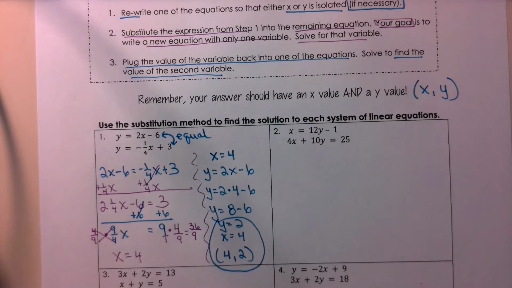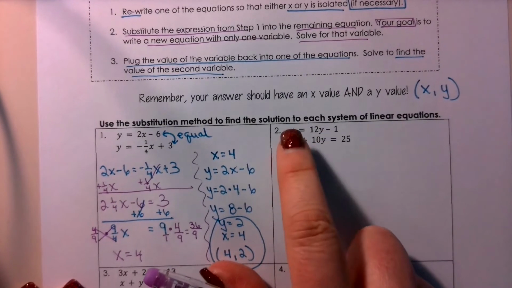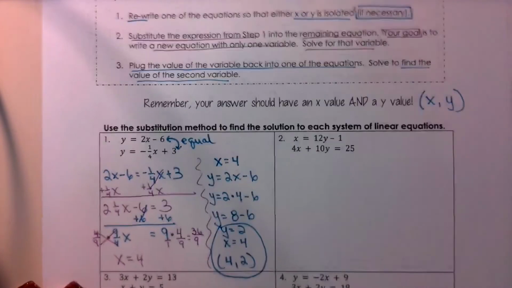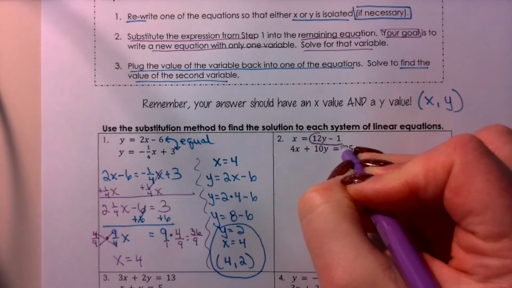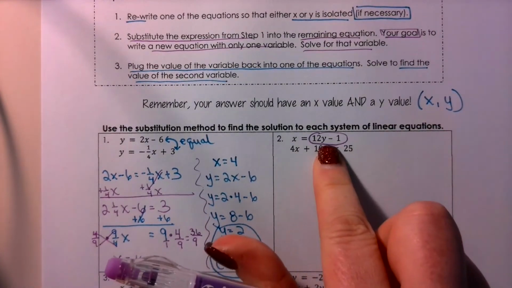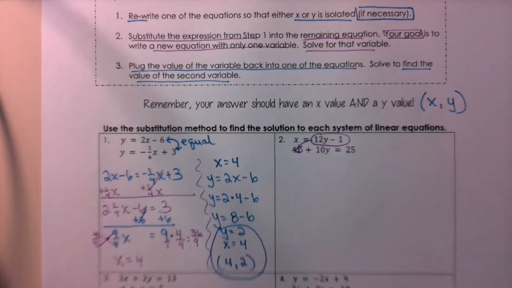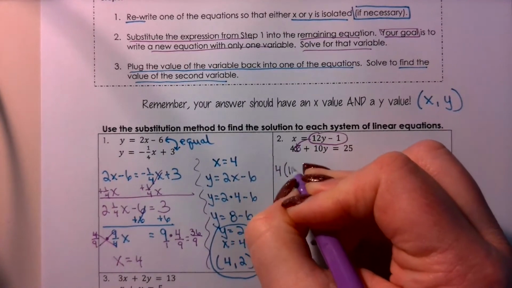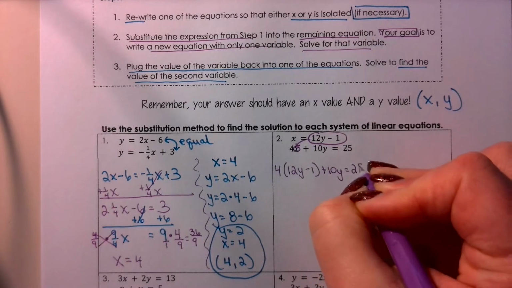Number 2, again, I'm looking to see if I have to rewrite one of the equations, and in this case, I do not. X equals 12y minus 1. So the x is isolated. Sadly, this isn't a y equals equation, or I could follow this process, set those two expressions equal. Instead, I need to substitute this expression, x equals 12y minus 1, right there into the x. So that is 4 times x, so 4 times 12y minus 1 plus 10y equals 25.